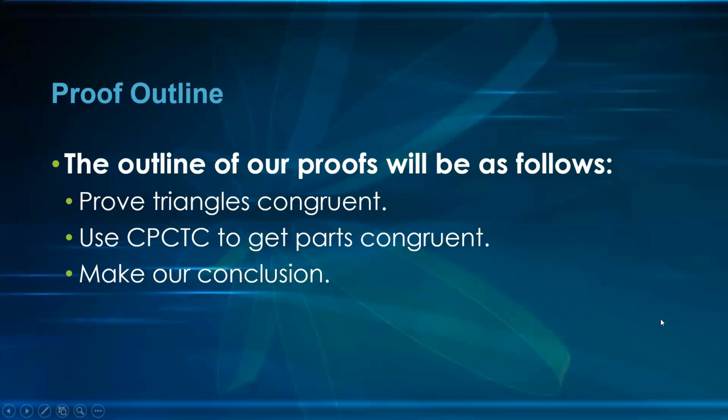So the way our proofs are generally going to go is we will prove some triangles congruent, then we will use corresponding parts of congruent triangles to get parts congruent, and then we will make our conclusion.